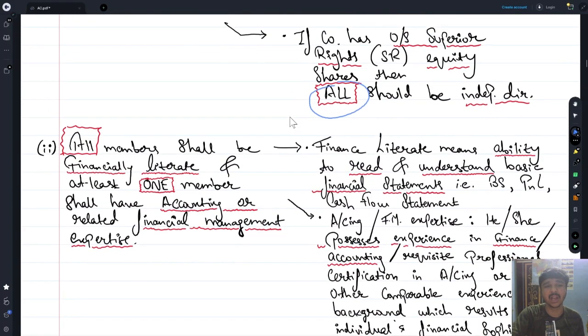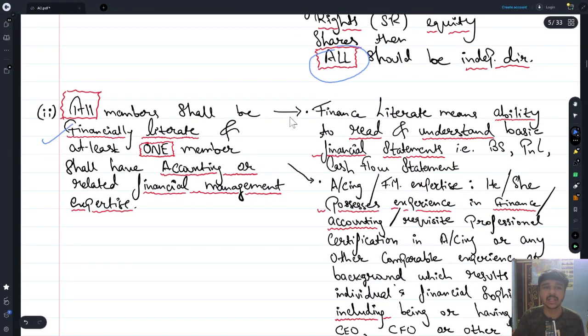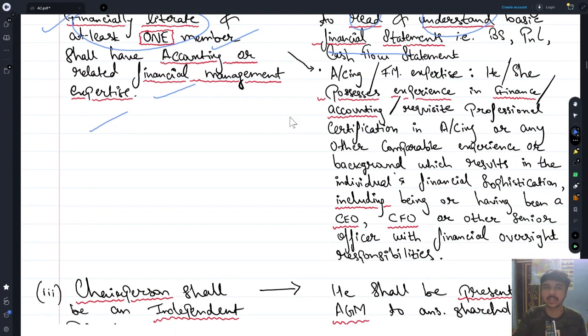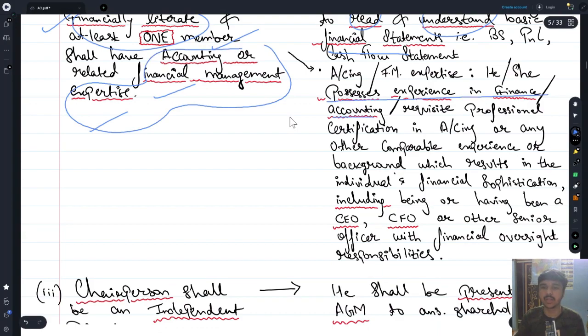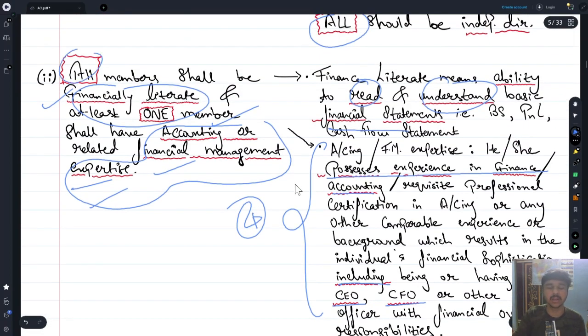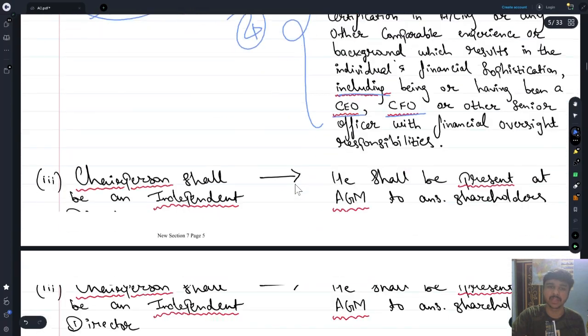Now again, how the members should be: they should be financially literate, and at least one member should have accounting or financial management expertise. Financially literate means he should be able to read and understand the financial statements, else we have no use of him. Accounting or related financial management expertise means that she possesses experience in finance or accounting, including he might be ex-CEO, ex-CFO of certain companies, so we will consider him as having the relevant expertise. You can read this, it's not that important. What is important is that all the members should be financially literate, and at least one should have accounting or related FM expertise.